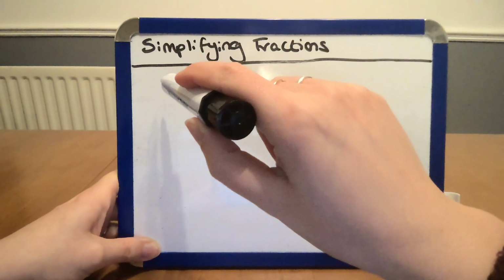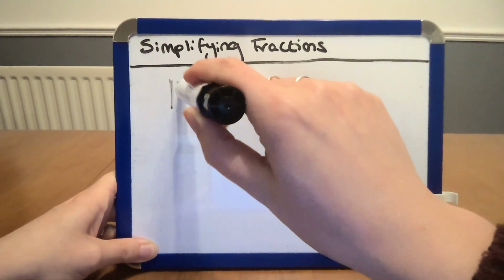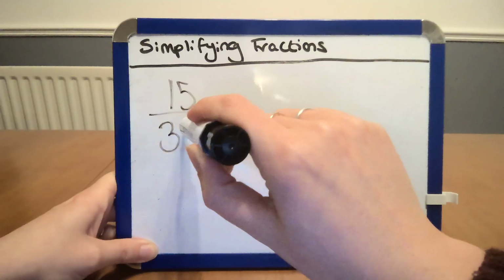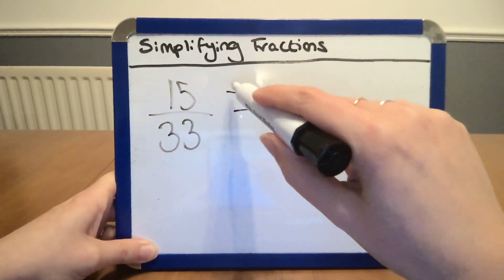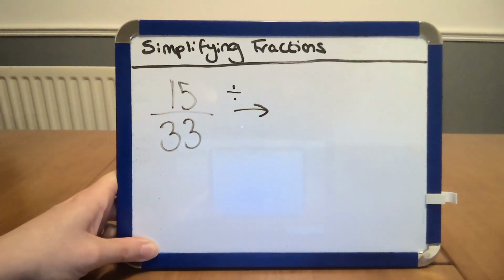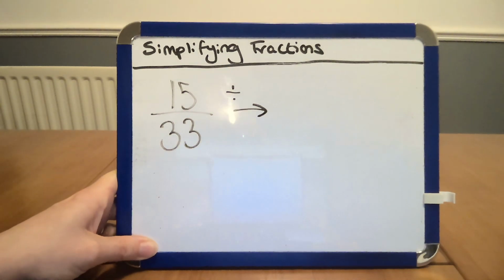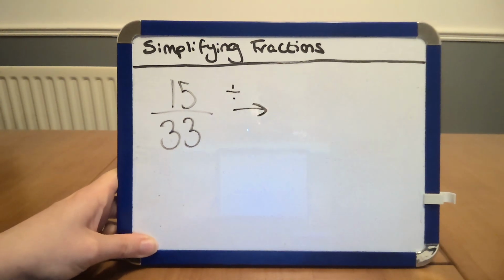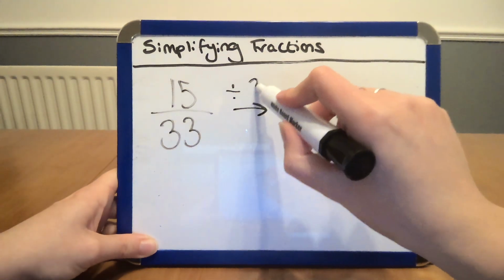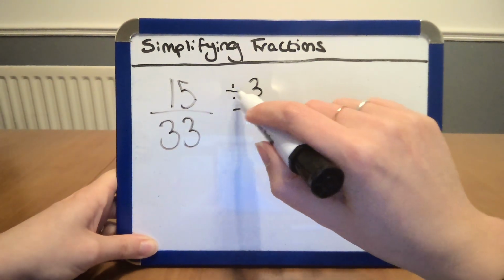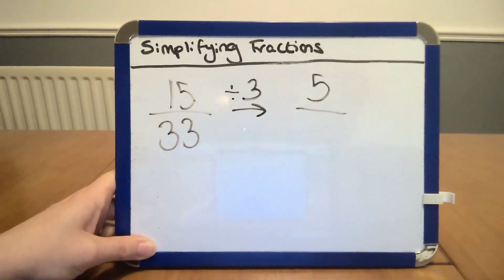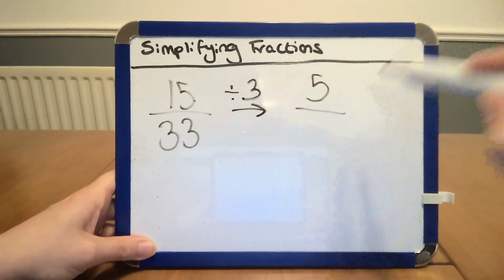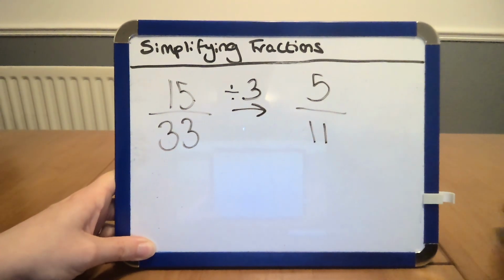Now, if we've had a fraction, for example, like 15 over 33, and I want to simplify it, making it smaller, so I divide by a number that goes into both 15 and 33. Now, the first number that I can think of is going to be dividing them both by 3. So 15 divided by 3 is 5. And 33 divided by 3 is 11.